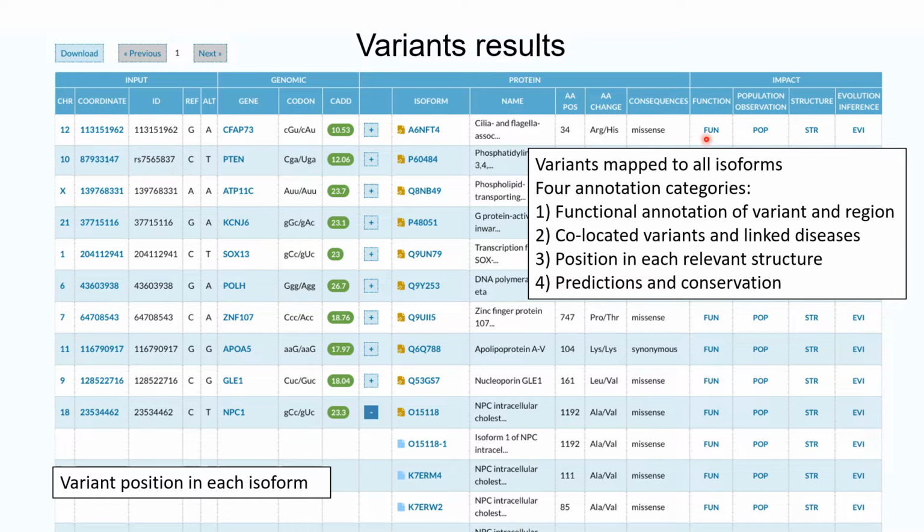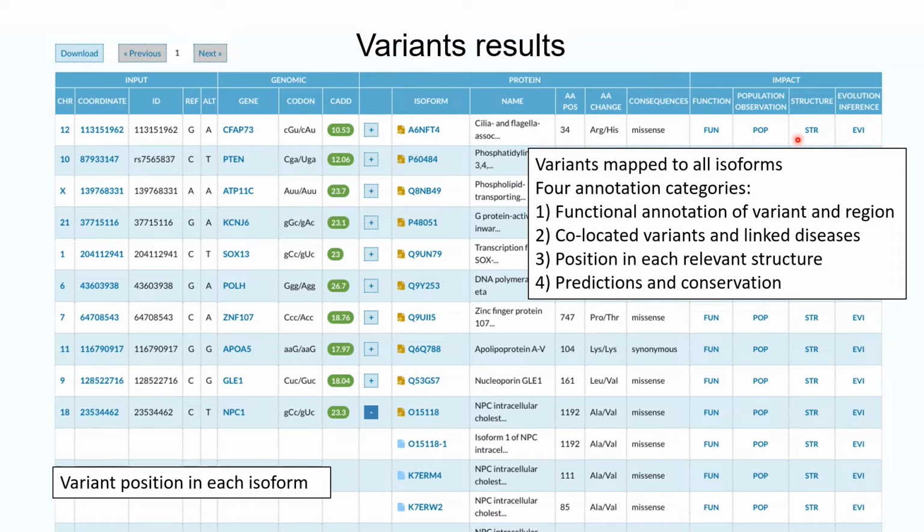And finally, PepVEP provides functional and structural information in 4 categories. The first category shows the functional information for the residue, the region and for the protein. The second category shows population observations, co-located variants in the same genomic position or in the same amino acid position, and also information on diseases that have been associated with that protein or with that region.